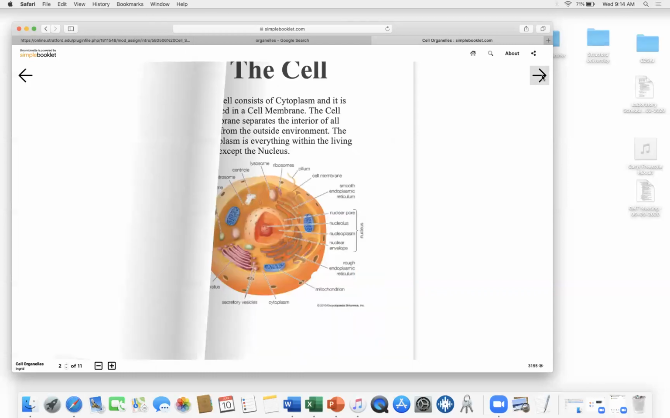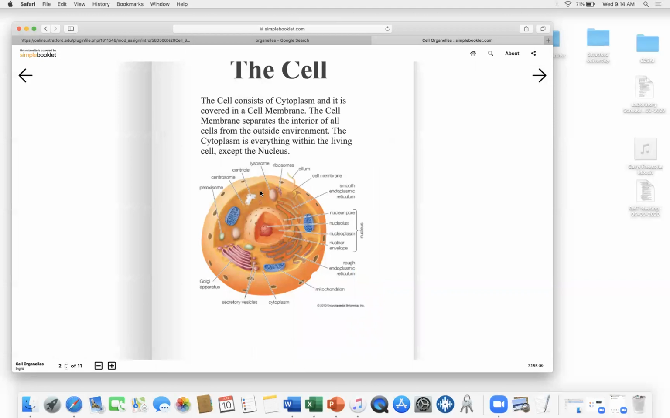So let's look at the cell, of course. Now, you may wonder how all of these things stay in place, because inside the cell, it's kind of like a jelly-like material called your cytoplasm.